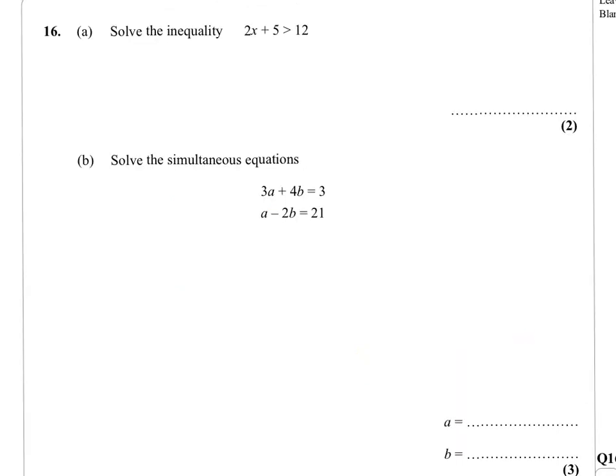People get really hung up on solving inequalities. Just treat them the same as equations. That is the best way of doing it. So I want to get x on its own. Use the balancing method to get x on its own. To get rid of the plus 5, you're going to minus 5 from both sides. So 2x is greater than, what's 12 take away 5? 7. Okay.